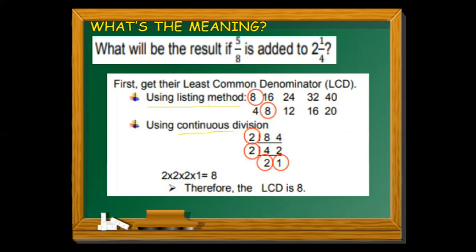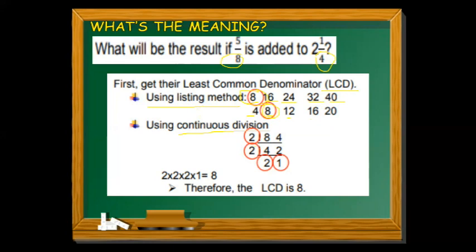We have the listing method. Since yung number natin is 8 and 4 yung ating denominator, we cannot add unless parehas yung kanilang denominator. So kailangan natin gawing parehas. That's why we need to find the least common denominator of those 2 fractions. So we have 8 and 4. We will skip count 8, 16, 24, 32, 40. The other one is 4, 8, 12, 16. So ang unang magparehas, that's what we call the LCD.